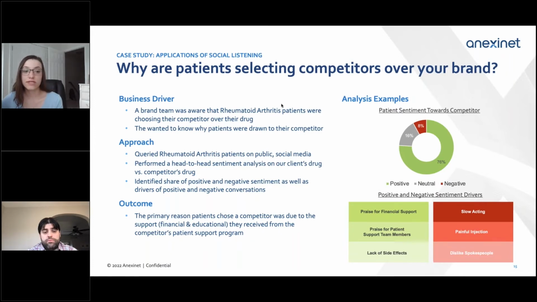Comments were coded for sentiment. In addition, they were coded for topics that drove both adoption and rejection of the drug. We learned that patients choosing competitor products were often drawn to the support team offered by the competitor's consumer advocacy group that included both financial and educational support. So with this information, our client was able to bring this to their internal teams and strategize on developing their own program.